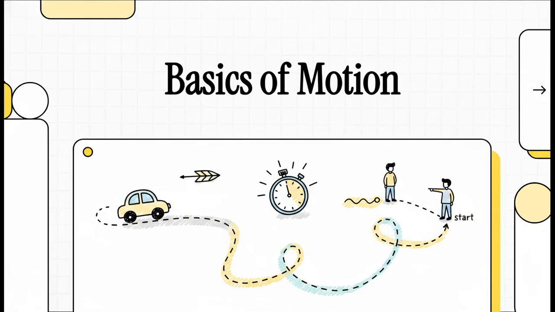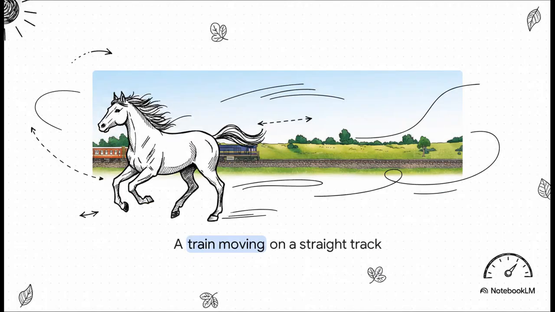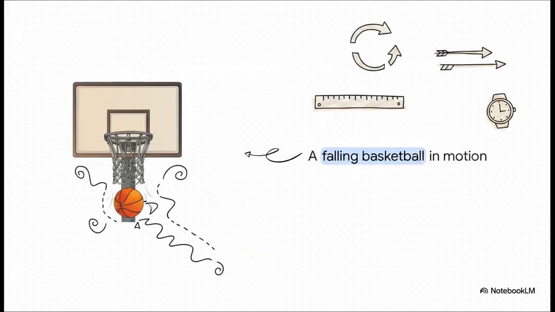Welcome to this explainer. Today, we're tackling the basics of motion, distance versus displacement. Let's jump in. You know, everything's moving. Literally everything. From a galloping horse to a speeding train. But to really wrap our heads around motion in high school physics, we've got to start with the absolute basics.